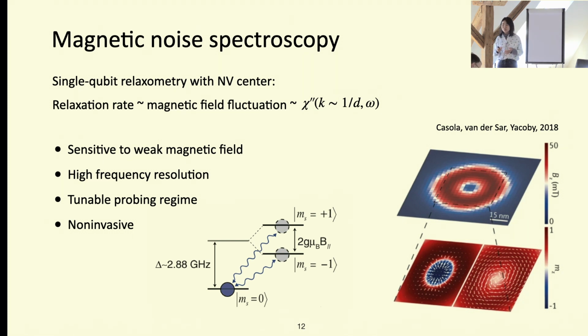And when this magnetic field fluctuation is provided by some excitation dynamics in the material nearby, this is essentially probing the dynamic susceptibility like other transport experiments. In terms of probing magnetic field fluctuation, the sensitivity to a magnetic field means we have a high frequency resolution.